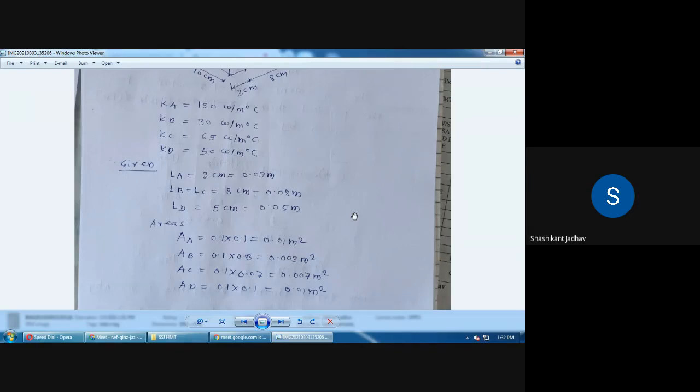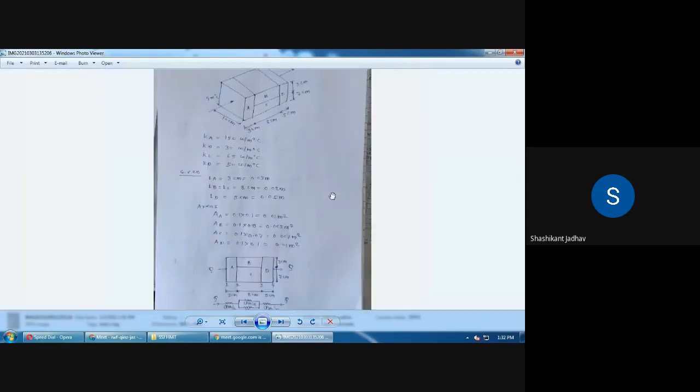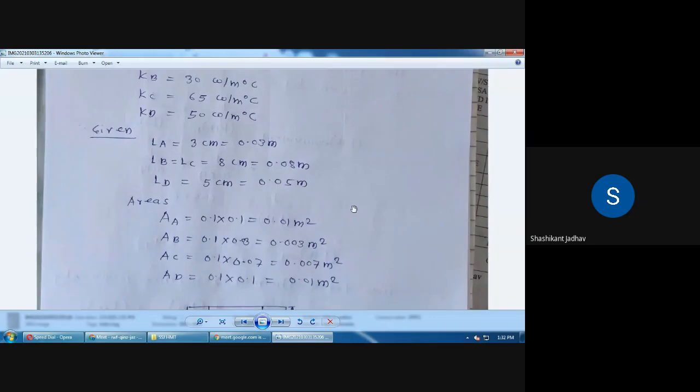Then we have to find out the areas. Until now the area was the same, but in this case the areas are different. For layer A and D the area will be the same, but for B and C the area will be different, because a line comes from here. The upper area will be of layer B and the lower area will be of layer C. Okay. So first of all we have to calculate the values of the areas.